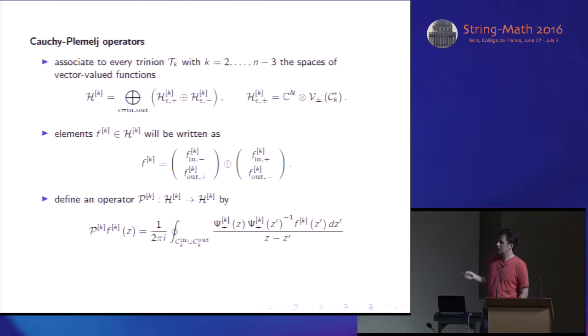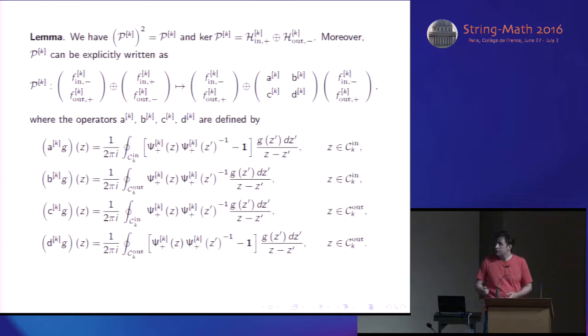And next, we will define an operator on H_k by this formula. So this is called the Plemelj operator. So what can be said about it? Well, first of all, it is rather clear that this operator is a projection. And so it projects, roughly speaking, the functions on the left and right boundary onto the functions that can be continued inside the pair of pants as a solution of the corresponding Riemann-Hilbert problem and outside as a holomorphic function.